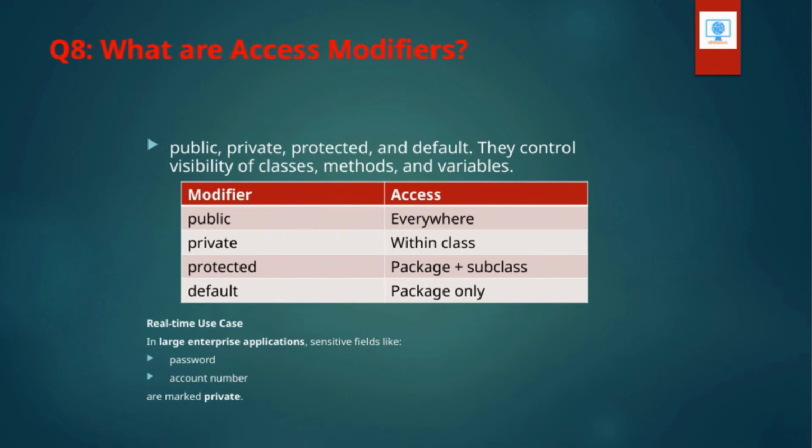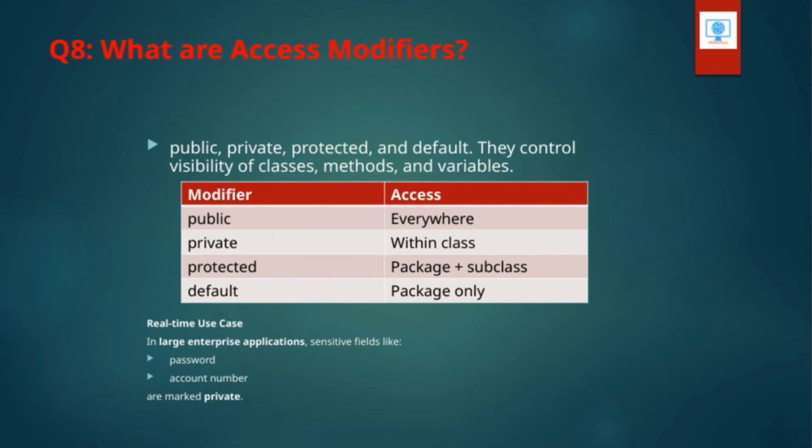For example, in large enterprise applications, you'll often see sensitive fields like passwords or account numbers marked as private. This is a security best practice, keeping sensitive data hidden from other parts of the application that shouldn't access it directly.